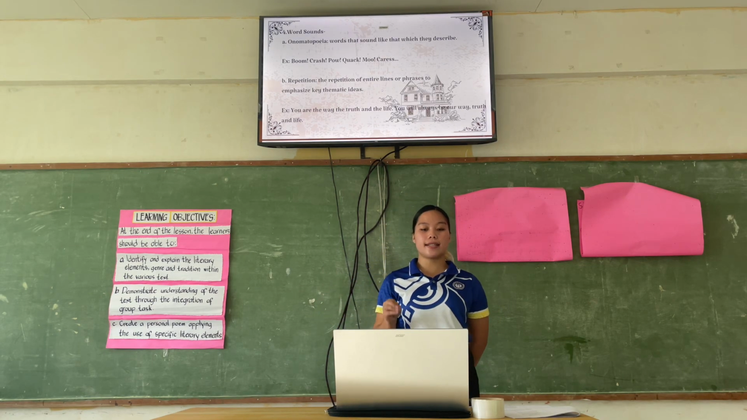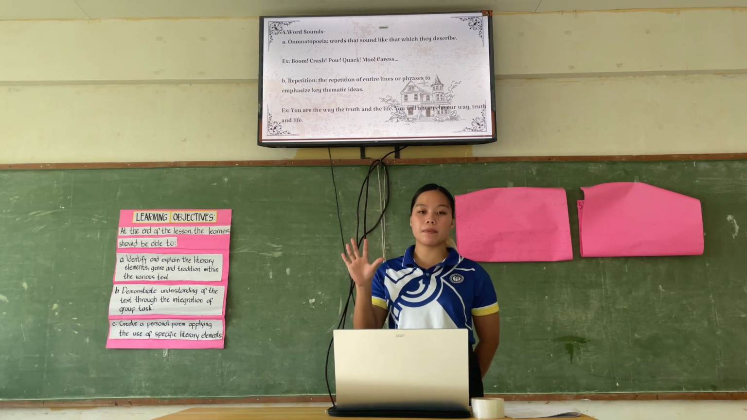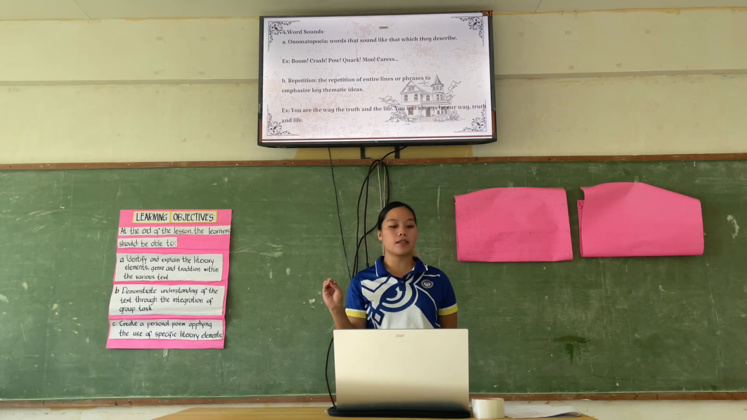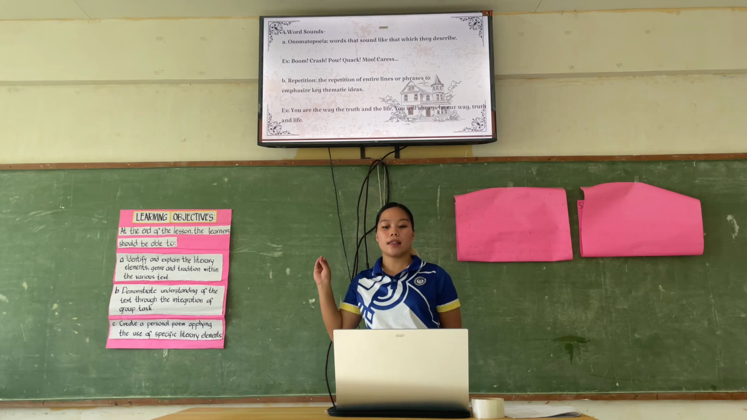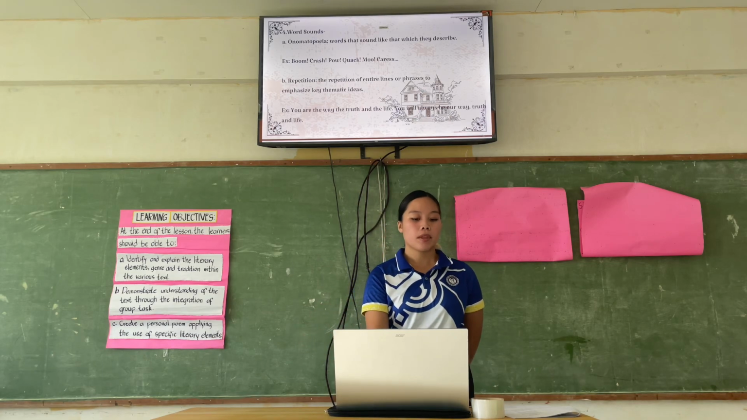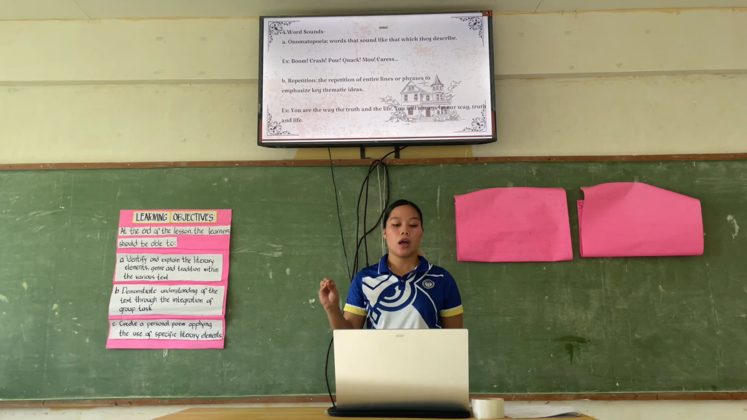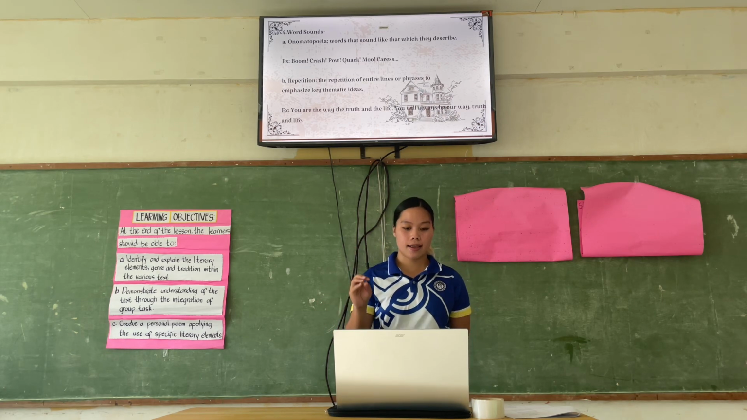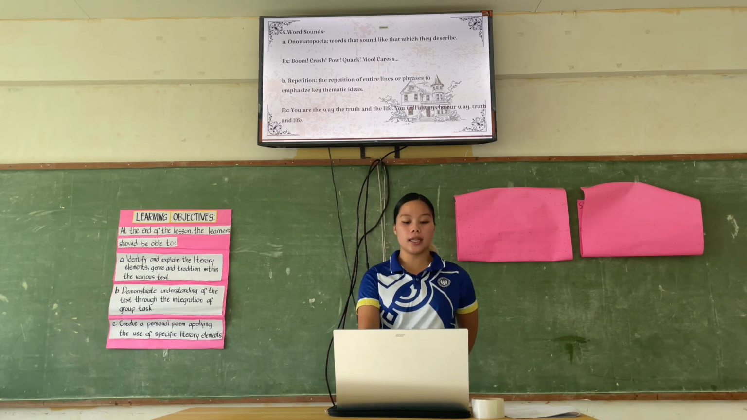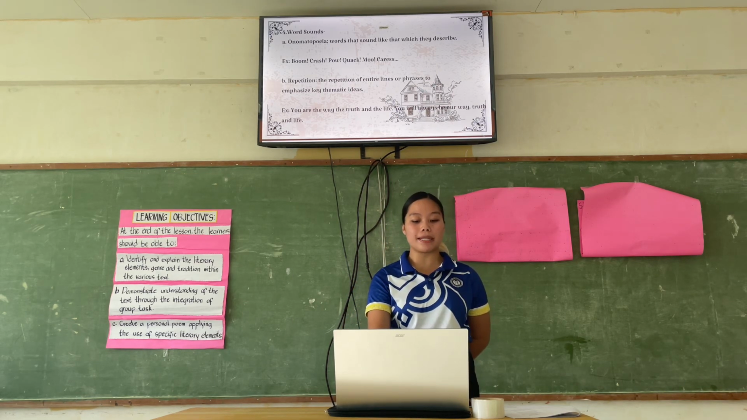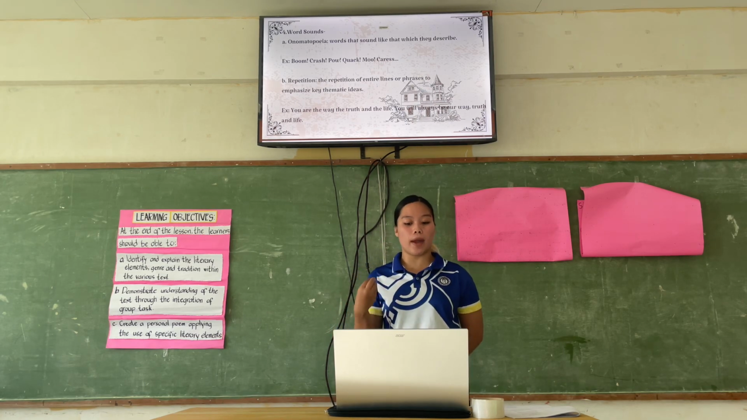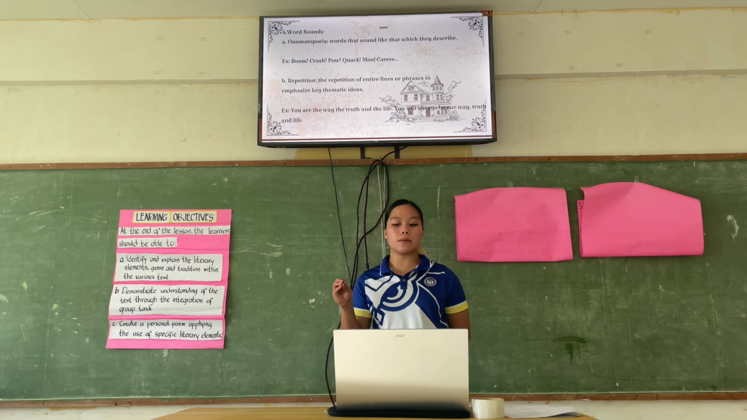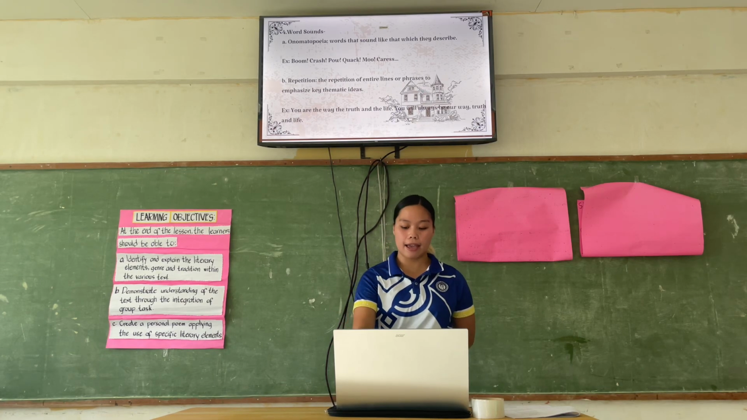Next is word sounds. We have different types of word sounds. First, onomatopoeia: words that sound like that which they describe. Example: boom, crash, quack, moo. And the next one is repetition: the repetition of entire lines or phrases to emphasize key thematic ideas. Example: You are the way, the truth, and life. You will always be our way, truth, and life.